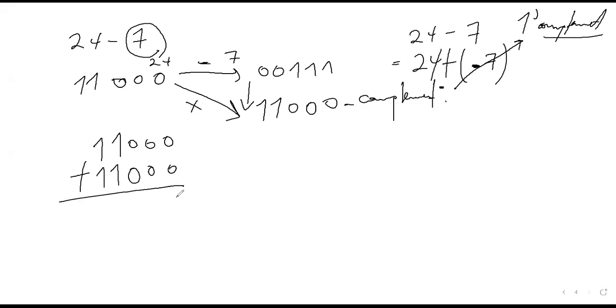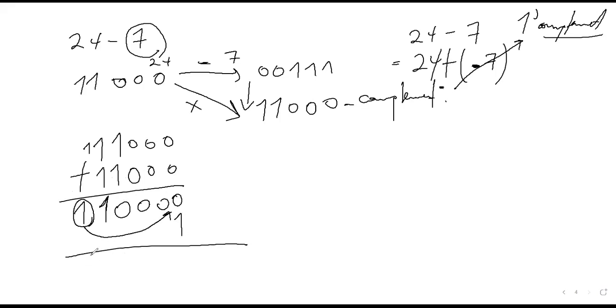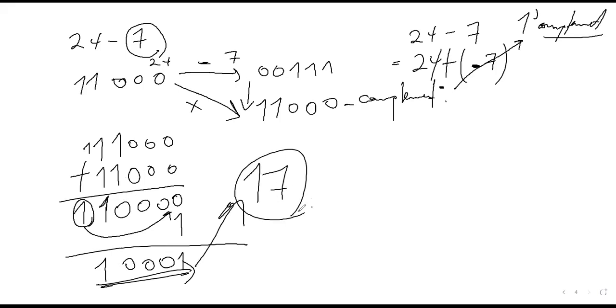If we add these two, we have 0 0 0. 1 plus 1, 0 carry 1. 1 plus 1 plus 1 plus 1. This is 1 1. Third step, add carry to the result. The carry is this one. We add it here. So we have a plus 1 on this side. 0 plus 1, 1. 0 0 0 1. This value is equal to 17. This is how computers subtract.